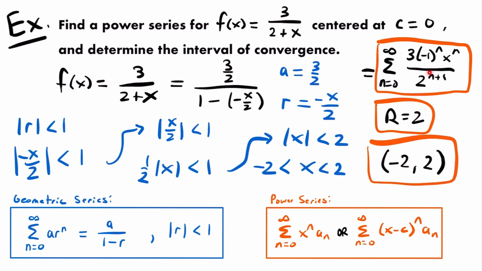We have the power series that represents our function, and this power series is centered at 0, and the interval of convergence for that power series is from -2 to 2. In other words, this power series only represents this function for the values of x between -2 and 2. Okay, let's look at another example.